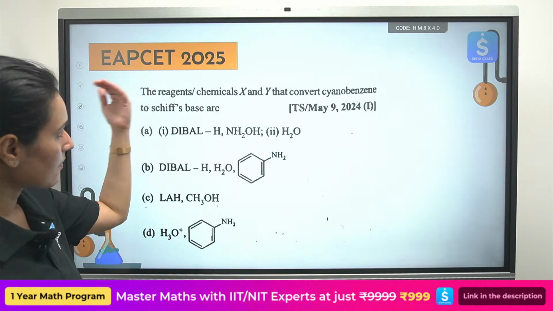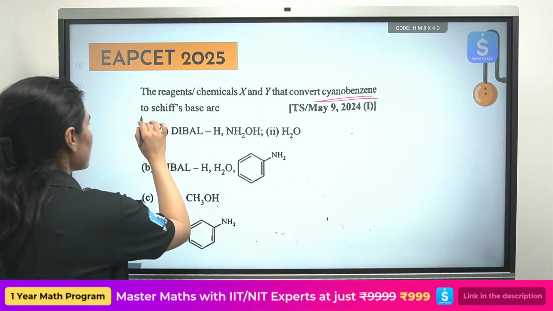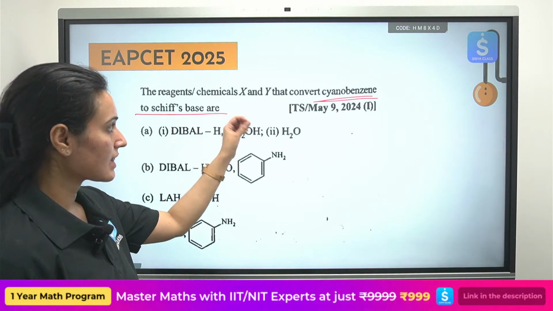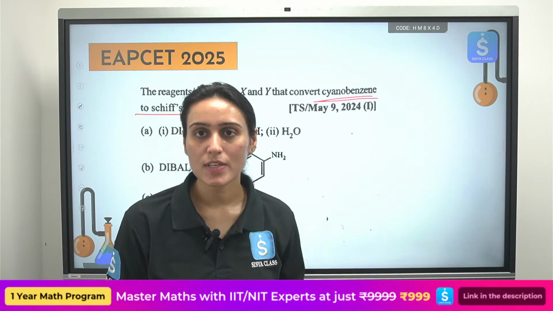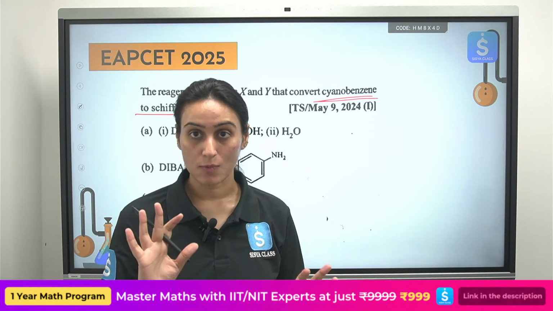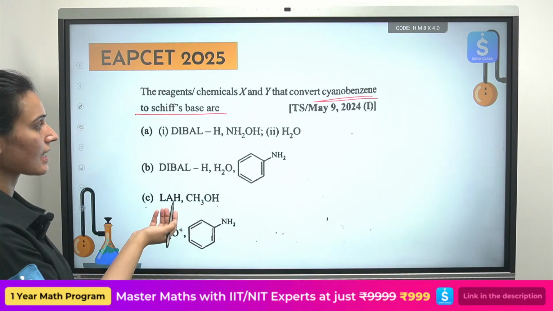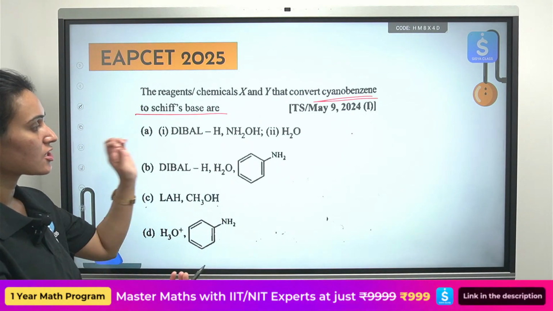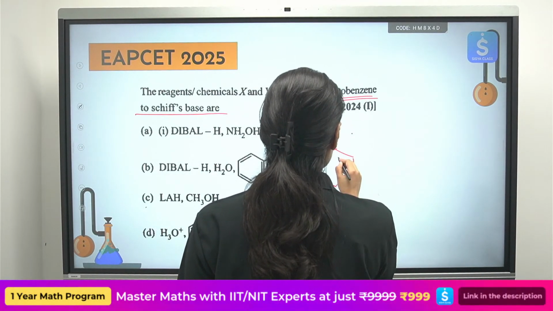The reagents, chemicals X and Y that convert your cyanobenzene to Schiff's base. So in this case also, we are going to react cyanobenzene with, you have to choose which particular reagent such that you will get a Schiff's base. Okay. So this is your cyanobenzene.